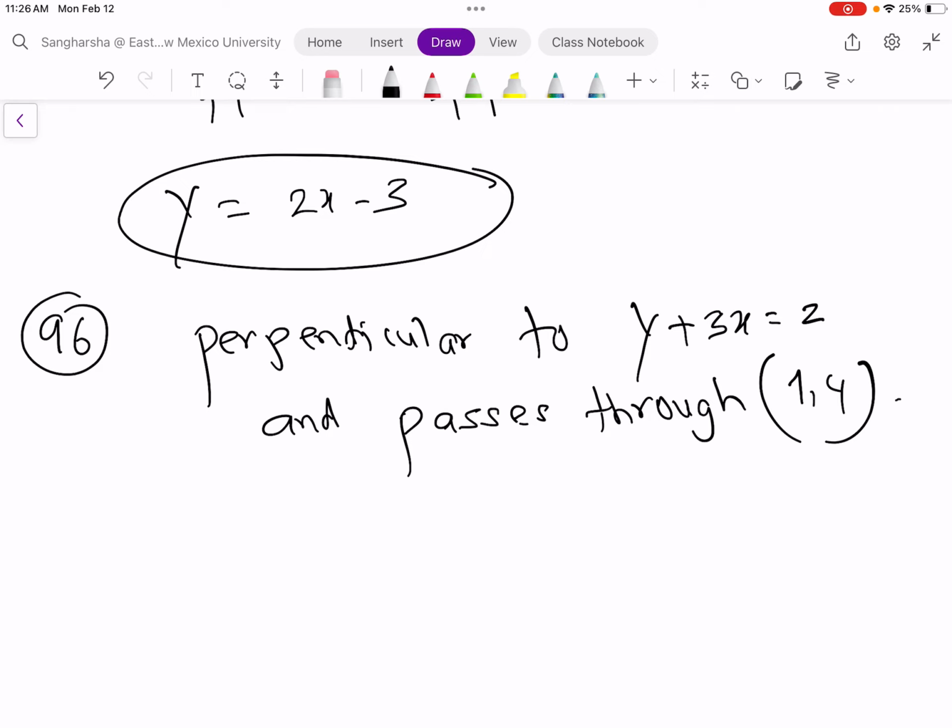If you need help, let me know. The very first step is you need to find the slope of the line y plus 3x equals 2. If you can draw the picture, it would be best. So the slope of this line is negative 3, and we need the negative reciprocal. This is the point (1, 4). So y minus 4 equals m1 times (x minus 1). You add 4 on both sides. Yeah, that's right, that's good.